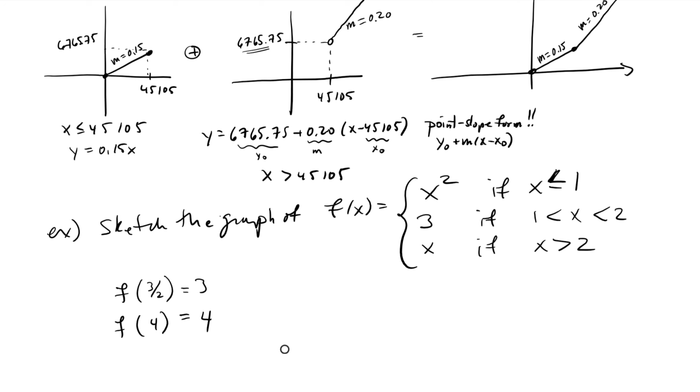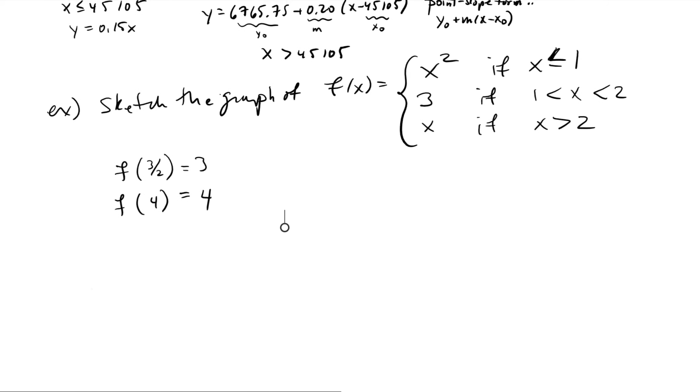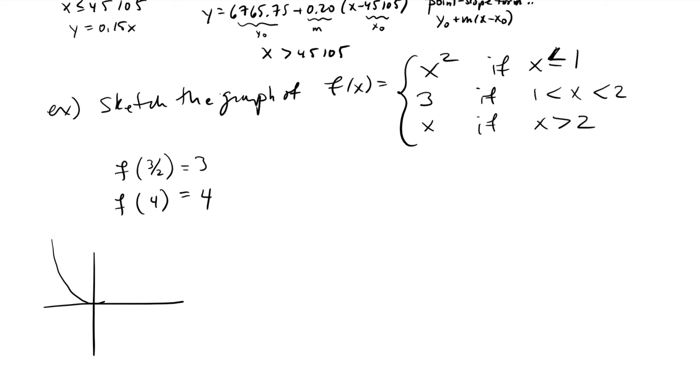So now we've got three curves to glue together. Let's do that. We've got x squared. Remember, x squared looks like this. This is from our toolkit functions. But we need to only keep the part where x is less than or equal to 1. So this is 1. What's this point? Well, we're graphing y equals x squared, so 1 squared is 1 as well. We only keep the part where x is less than or equal to 1, so I'm going to erase this and just keep this part like that.